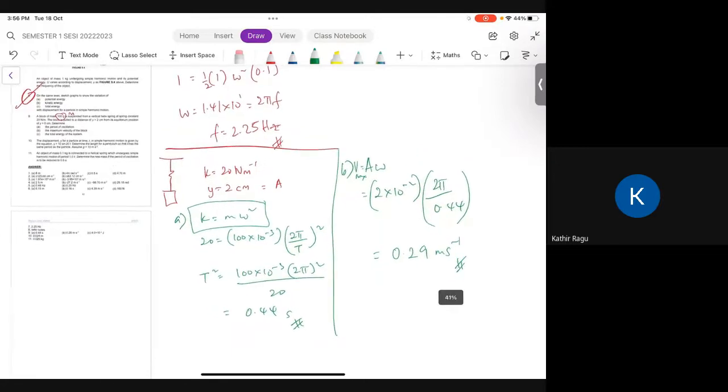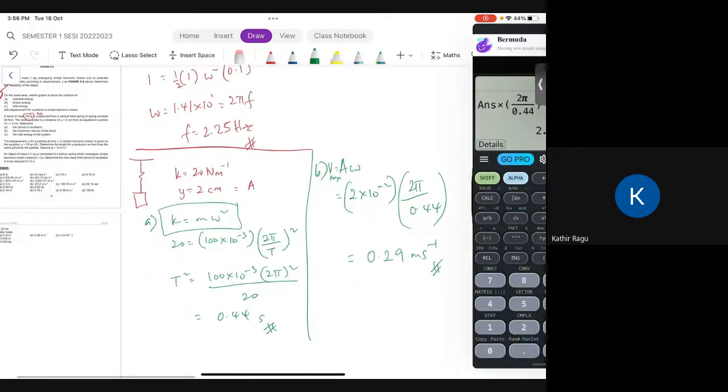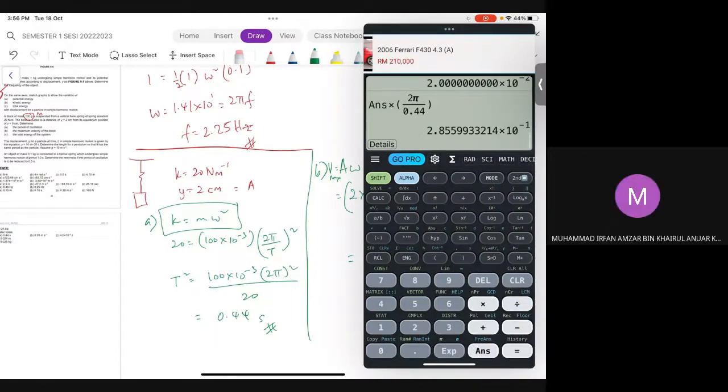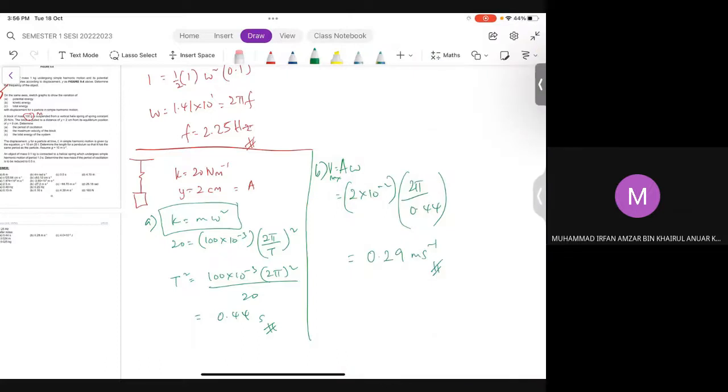So tak ni? 29 ke 28? Kenapa dia 28? Saya dapat 29, saya tak dapat 28. Saya direct.